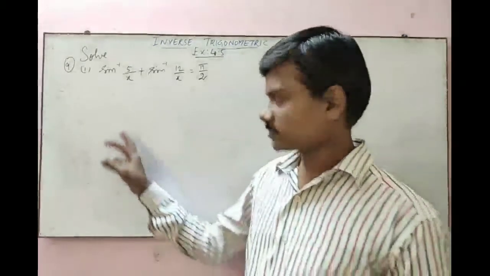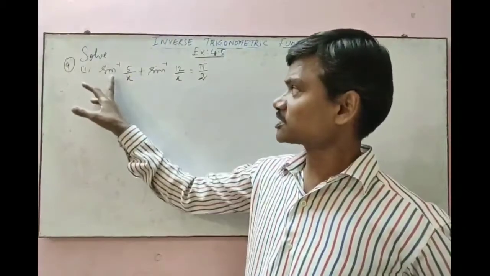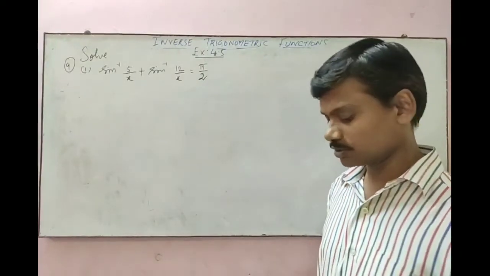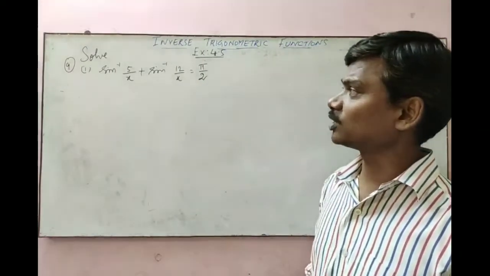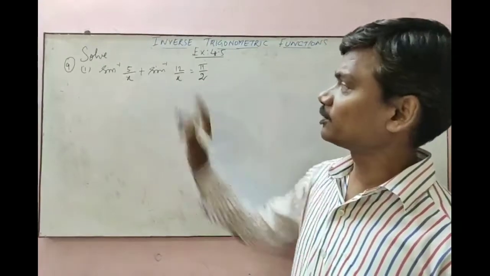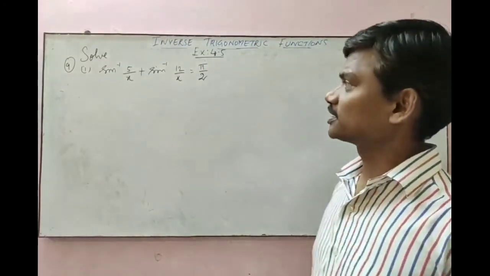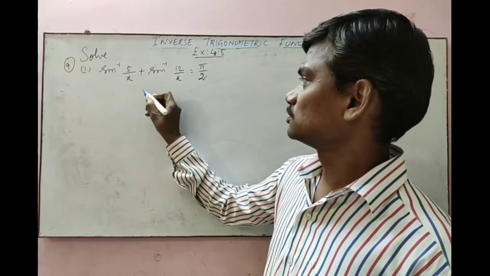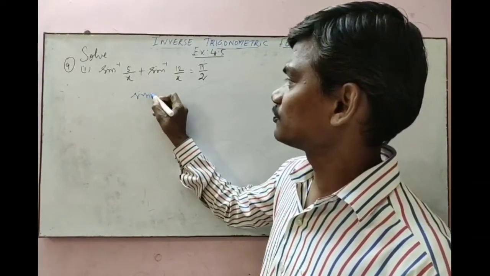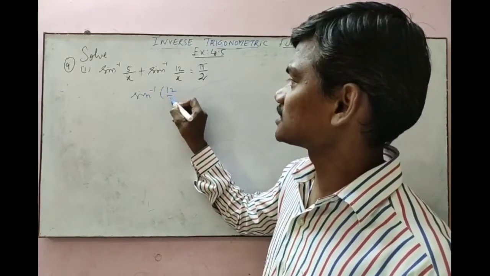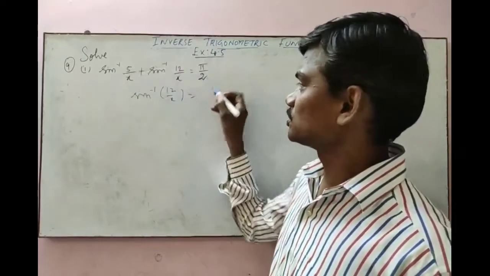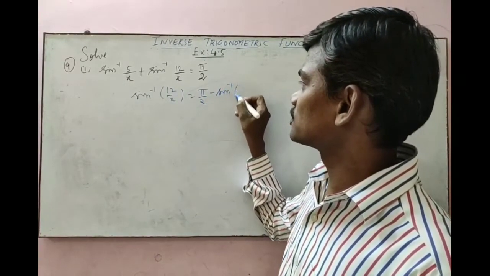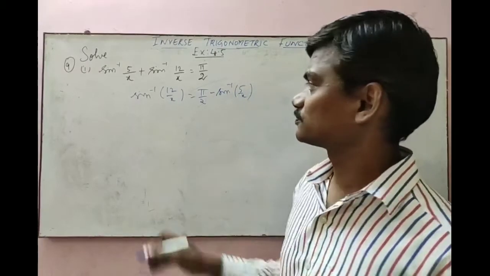In the ninth sum, first subdivision, solve sin inverse of 5 by x plus sin inverse of 12 by x equal to pi by 2. Solve means you have to find the value of x. So we have to eliminate all these trigonometric ratios. So first step, I am going to keep the sin inverse of 12 by x as it is and bring this term to the right side. You will get pi by 2 minus sin inverse of 5 by x.